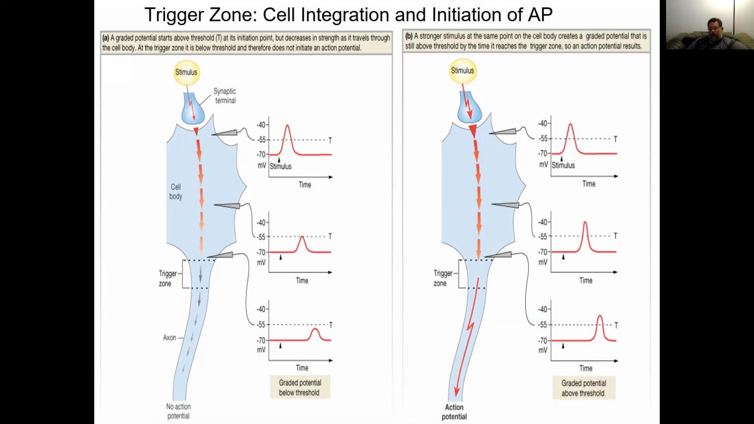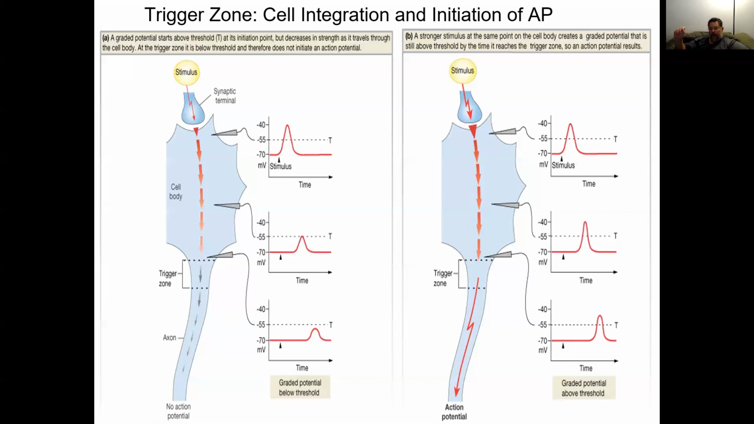When it reached there, it was below the threshold. Again, the threshold is around negative 55 millivolts. And so we don't have an action potential travel down the rest of the axon. So it wasn't strong enough. Even though this was excitatory, the graded potential, by the time it reached the trigger zone, it was below that negative 55 millivolts. So the sodium channels that are present there did not open. The activation gate did not open. Again, go back and look at the previous lecture if that's confusing to you.